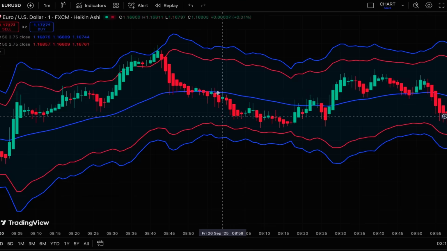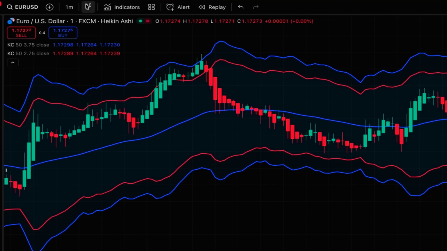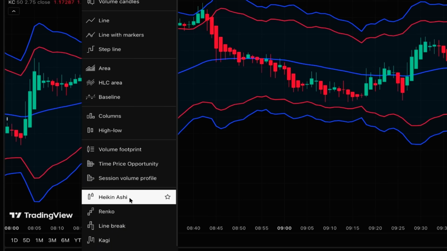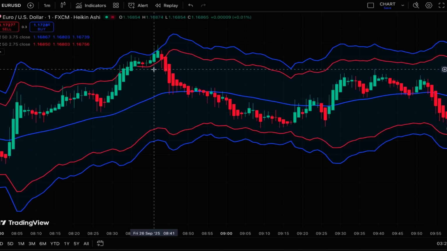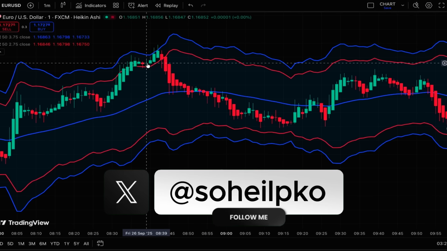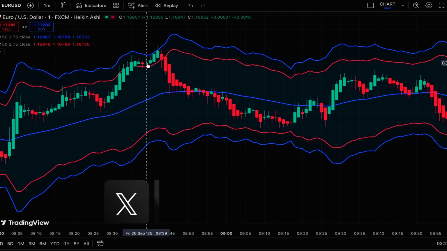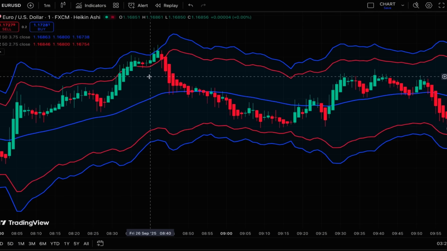Alright, getting back to our indicators. For this trading strategy, we need to change the type of our price chart to Heikin-Ashi chart because it will help us to find the exact buy-sell signals that are happening on the chart. The blue Keltner channel is wider because we set the multiplier at 3.75, and the red Keltner channel is tighter because the multiplier is set at 2.75.